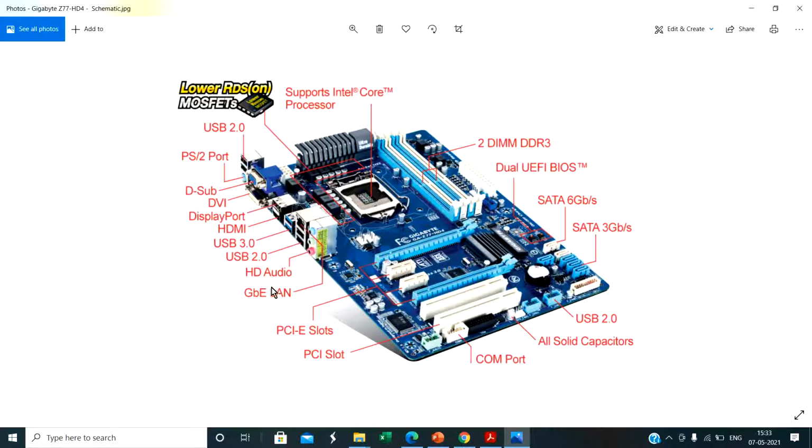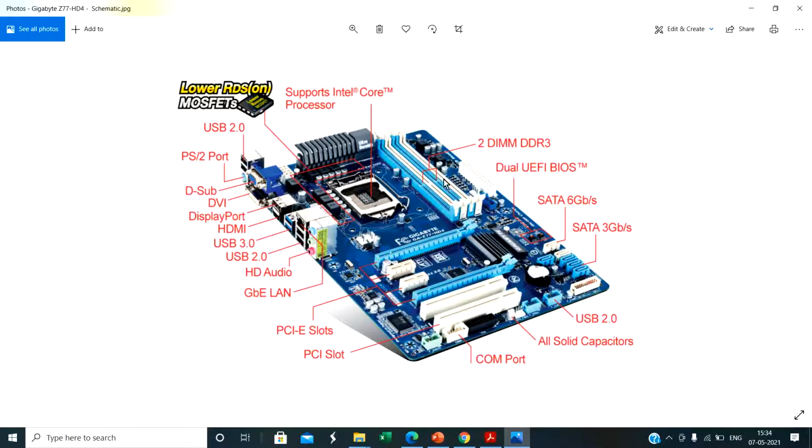Then next one is the LAN port. At the LAN port we can connect the Ethernet cable. If you want to connect your computer system to the internet, at that time we use this port to connect the Ethernet cable. Then the PCIe slot. These slots are used to connect audio cards, and the PCI slot is used for components like a video card or graphics card.